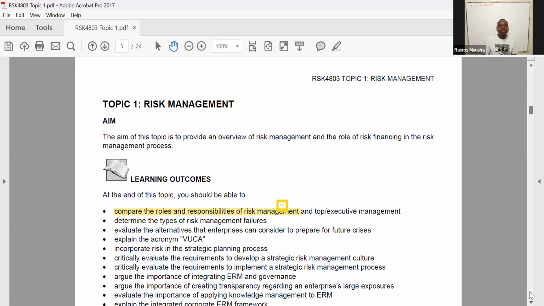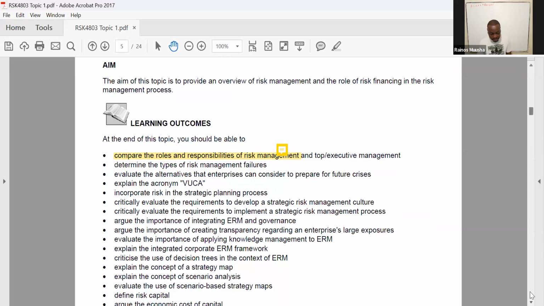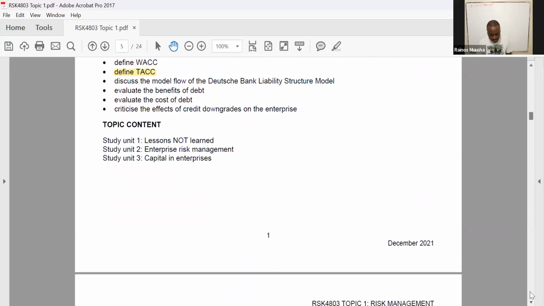So they give us a couple of case studies, which starts making our brains run, to start asking ourselves, when you look at these case studies, is there a fair assessment to say risk management has failed? When you look at study unit 1, topic 1, where we look at risk management, the lecturer says we're looking at lessons not learned.